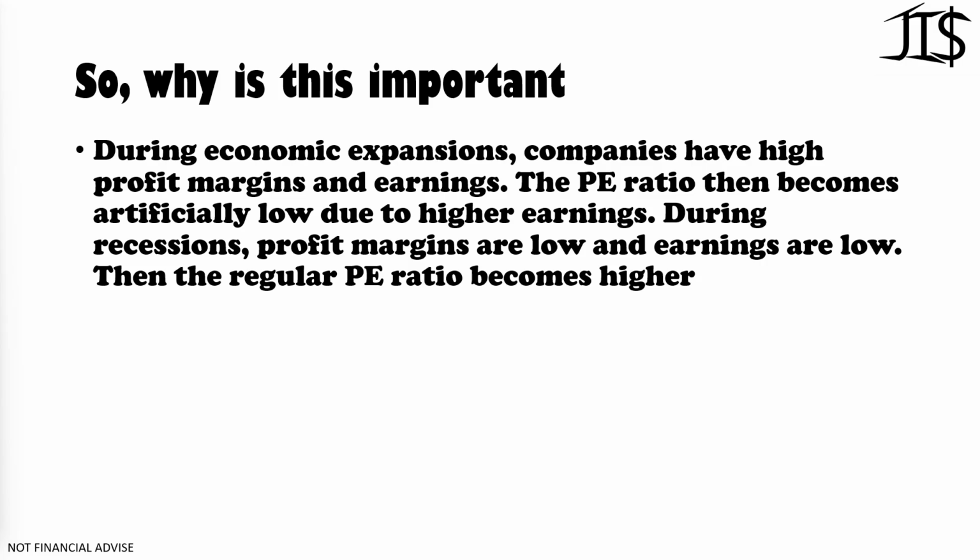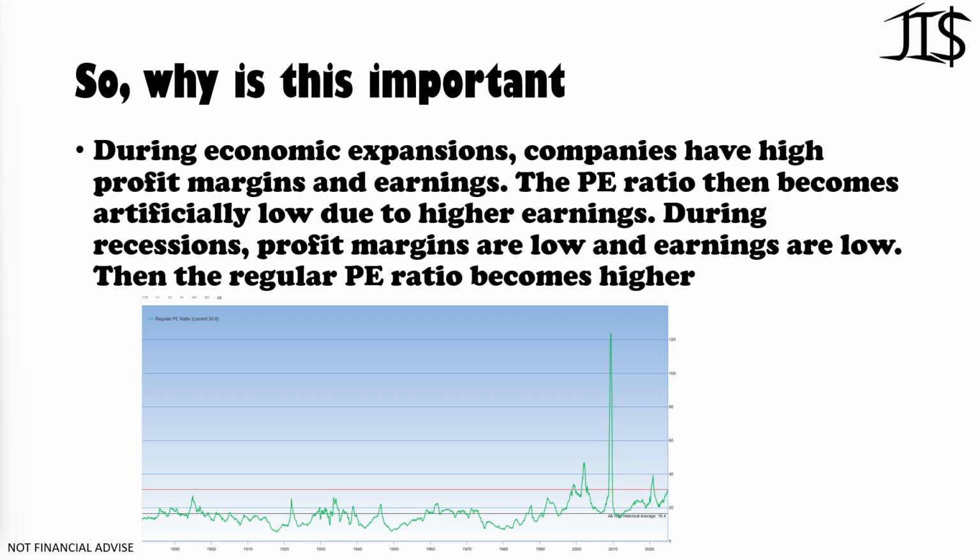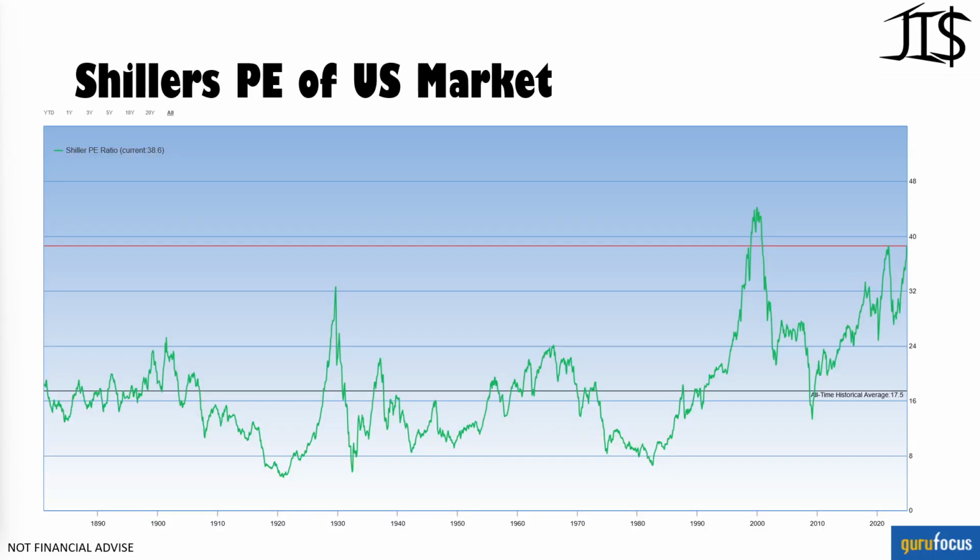And during recessions, it's just the other way around. So if you look at this graph, the most famous period here is, of course, the financial crash of 2008, 2009. And because of that, you actually had a recession, and the PE ratio shot up to 120. So quite high. And if you look at the Shiller's PE of the US market, so the previous one was the normal PE of the US market, and this is the Shiller's PE of the US market.